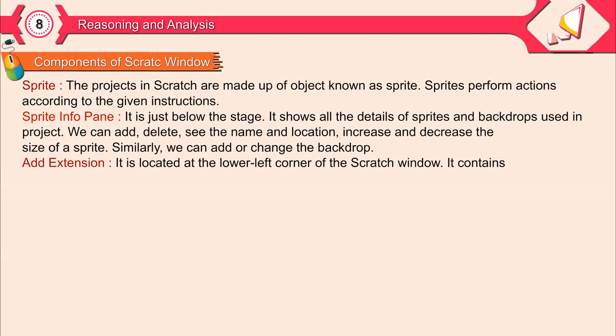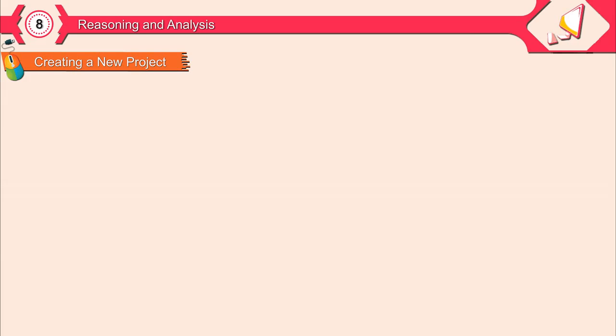Add extension. It is located at the lower left corner of the Scratch window. It contains music, pen, text to speech, translate, etc. blocks of code. Creating a new project. To create a new project in Scratch, follow these steps. Step 1. Click on the File menu on the toolbar. Step 2. Click on the New option. A new project will appear.